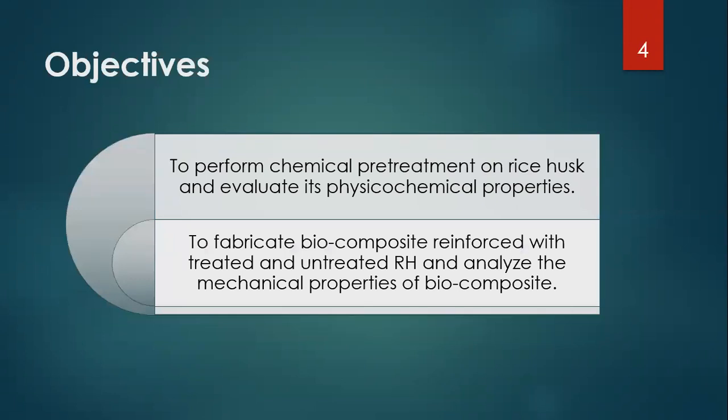These are the two objectives of our project. The first one is to perform chemical pretreatment on raw material and evaluate its physiochemical properties, and the second one is to fabricate composite sheets reinforced with treated or untreated rice husk both, and then analyze the properties of the biocomposite sheets.